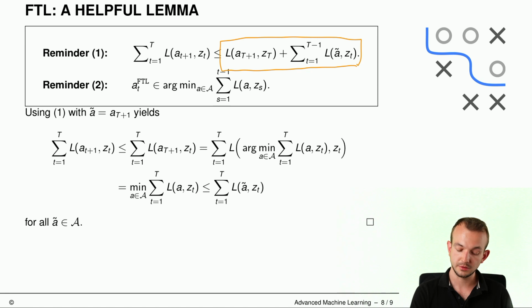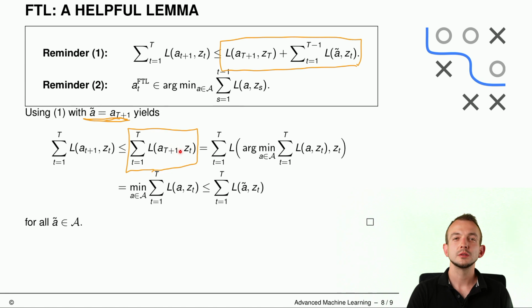So if A tilde is A_{T+1}, this boils down to the cumulative loss of the action of the cheater version, which is already using the environmental data point in time step capital T, and we sum it up to get its cumulative loss.